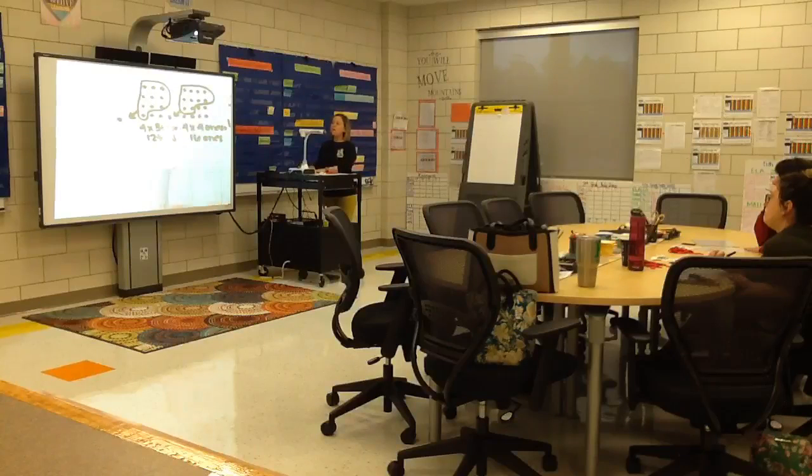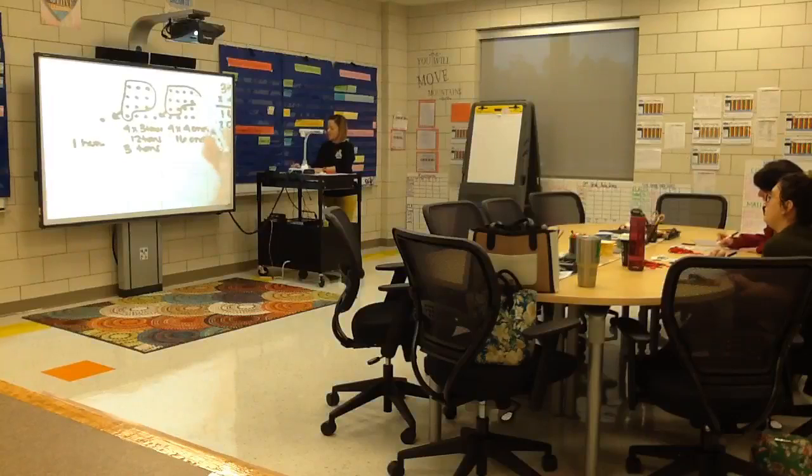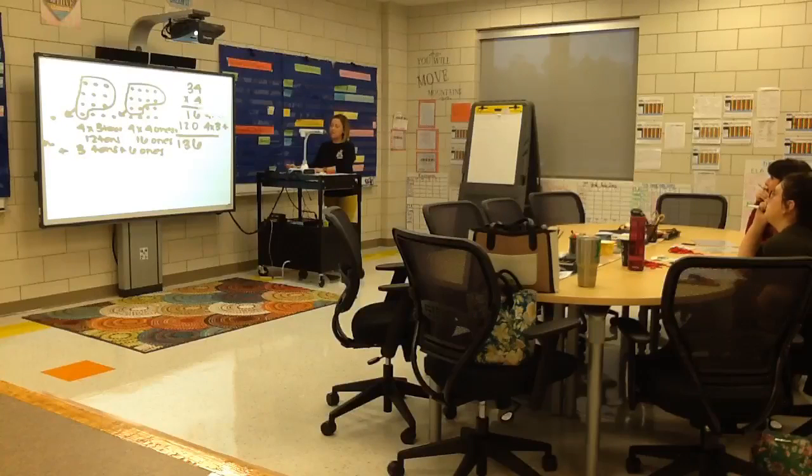Okay, so now we're going to look at the bottom of our chip model and see how many chips I have in each place value. So how many chips do I have in my hundreds? 1 hundred. What about in my tens? 3 tens. And what about in my ones? 6 ones. So when I add up my 100 plus my 3 tens plus my 6 ones, I get a total of what? 136.